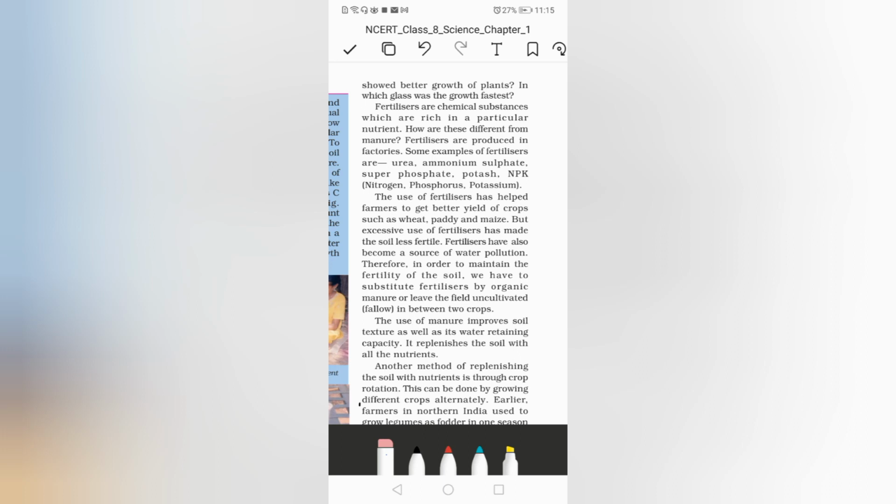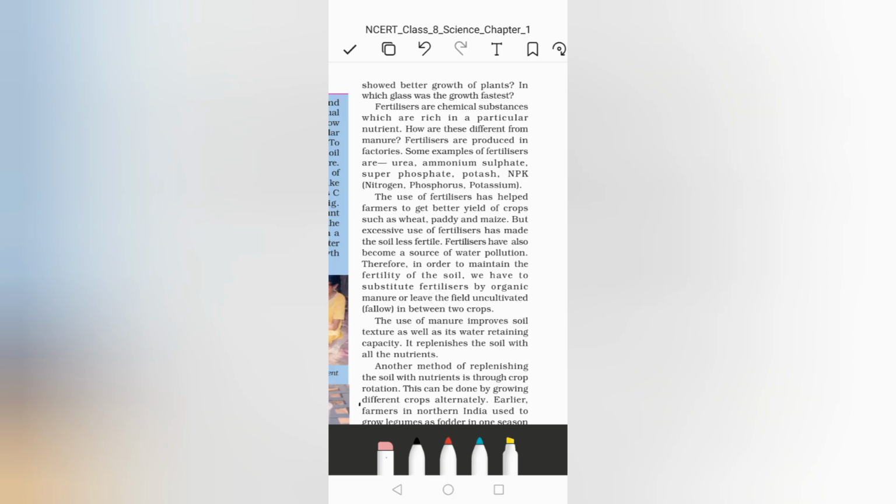Paddy is your rice, okay, but excessive use of fertilizers has made the soil less fertile. Fertilizers have also become the source of water pollution. Therefore, in order to maintain the fertility of soil, we have to substitute fertilizers with organic manure, or leave the field uncultivated, aka fallow, in between two crops.